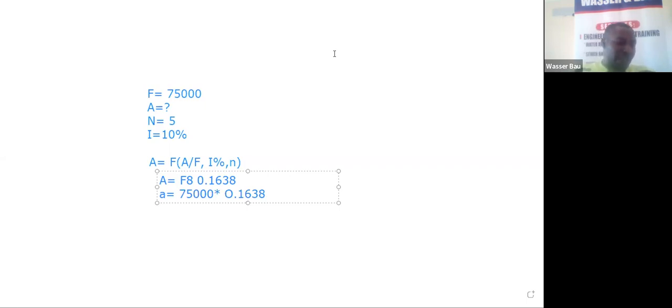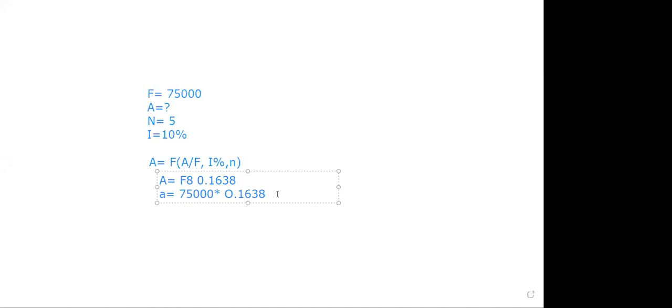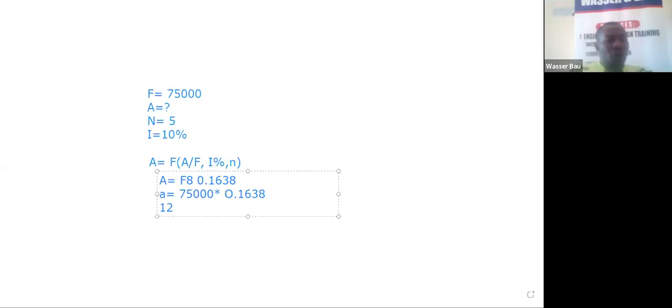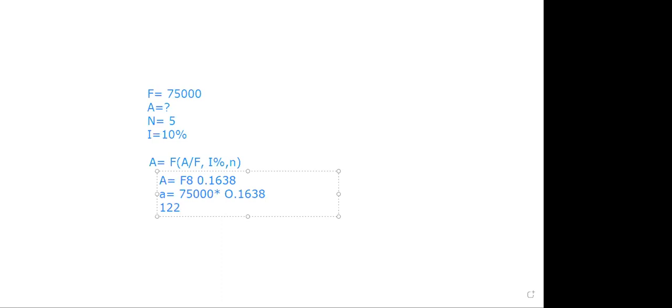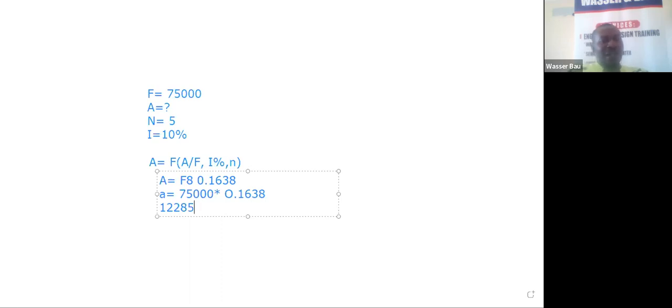Okay, somebody that has a calculator, let us punch this. 0.1638 multiplied by 75,000 is 12,285. So, gentlemen, if you want to get 75,000 in 5 years and the bank is giving you 10%, you have to invest 12,285. But this is what the layman will do. You will say 75,000 divided by 5. That's how much I'll be paying, but that's wrong.